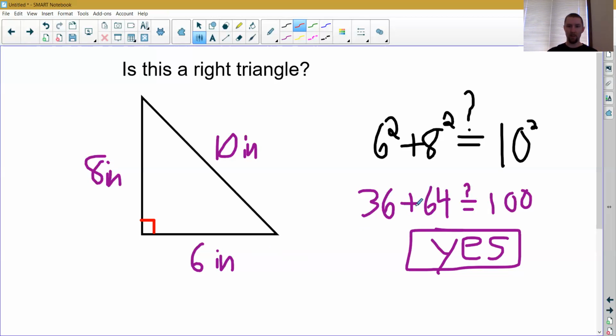Now, if you were to add these two numbers together and it does not equal 100, or whatever the other side is, then we just say no, this is not a right triangle. It's some other kind of triangle. So these are simple yes-no questions, but they are applications of the Pythagorean theorem. We plug our side lengths into that formula, and we decide, is that true or is it not true?